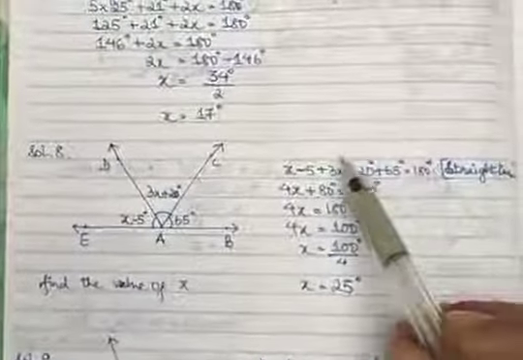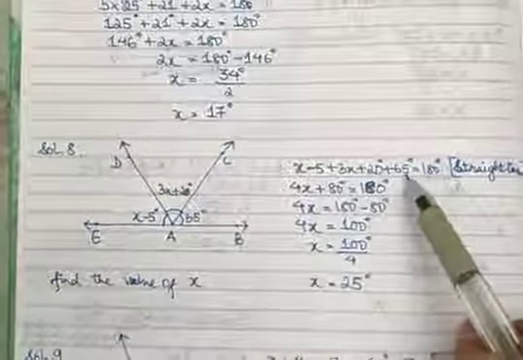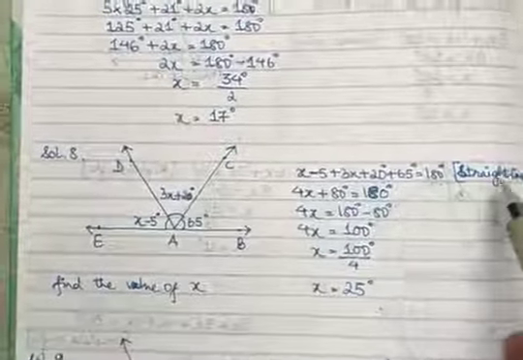See, that is what I have written. x plus 5 plus 3x plus 20 degree plus 65 degree equals 180 degree. And it's a straight line.